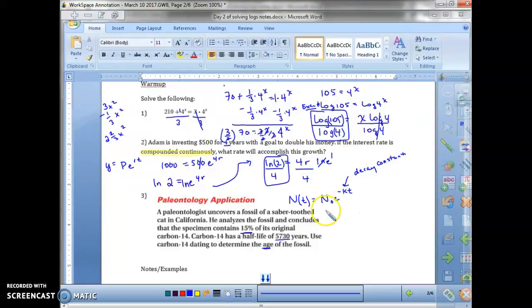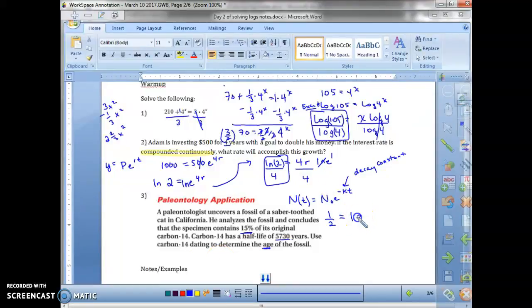Okay, so what I need to do first is find k, and then I can find the time for the amount of the substance to decrease to 15% from 100%. So the first thing I'm going to do is recognize that if I have a half-life, I may start with 1 unit of the substance and I would end with 1/2. They don't tell us exactly what the units are.